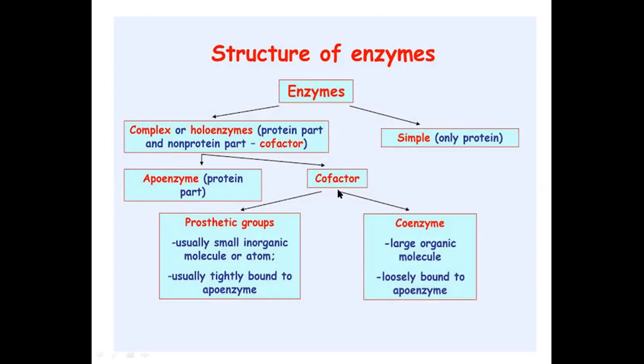And the cofactors are involved. So what are the cofactors? Generally, we can see two cofactors here. One is prosthetic group, and another one is coenzyme. Usually, the small inorganic molecule or atom which is tightly bound to the apoenzyme is a prosthetic group. So prosthetic groups are generally inorganic in nature. You have to remember this one.